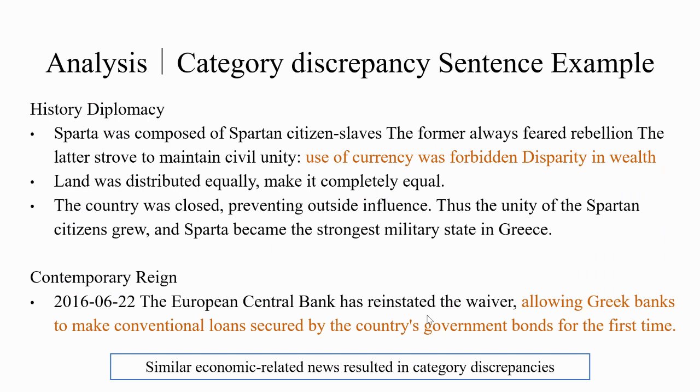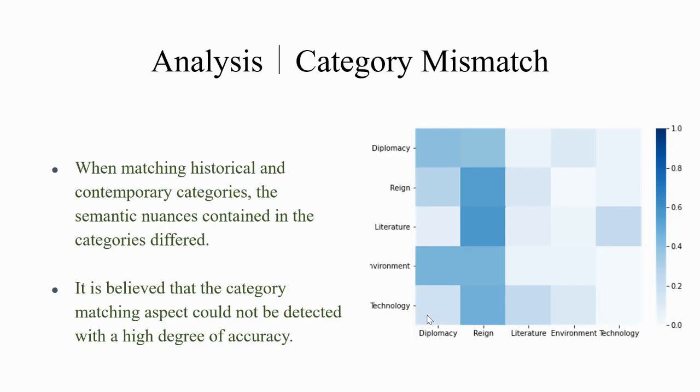Notice the colored sentences. Greek banks were allowed to make conventional loans secured by the country's government bonds for the first time. This case illustrates the category mismatch that occurs as a result of similar economic-related news. Thus, when matching historical and contemporary categories, the semantic nuances contained in the categories differ. Therefore, it is believed that the category matching aspect could not be detected with a high degree of accuracy.